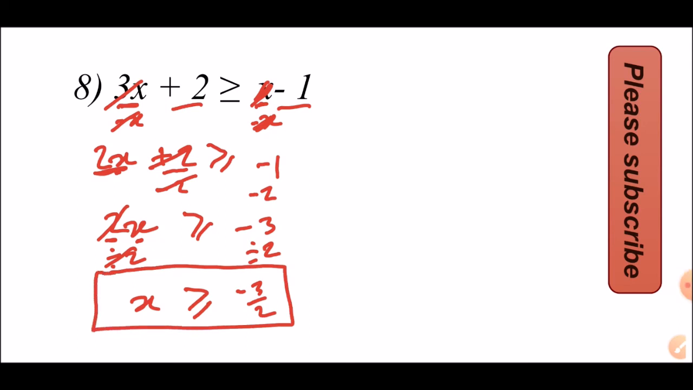Now if you wanted to write that as a decimal, x is greater than or equal to, well, 3 divided by 2 is 1.5, so minus 3 divided by 2 will have to be minus 1.5. So you can either leave it as a fraction or write it as a decimal.